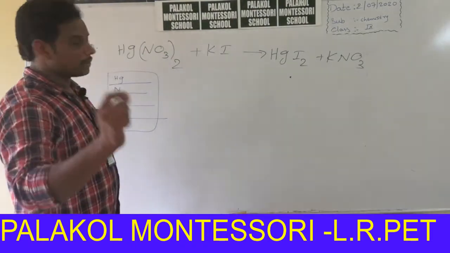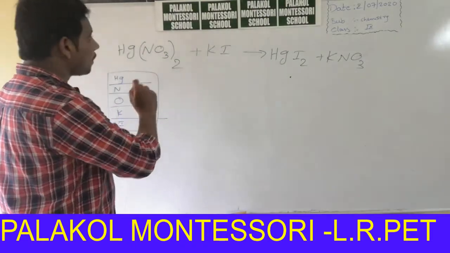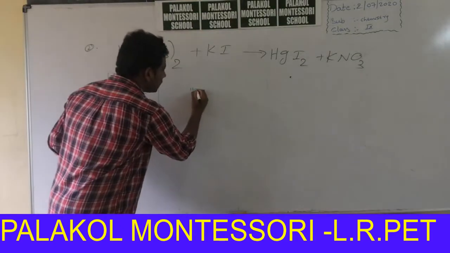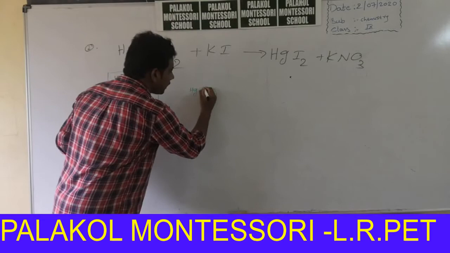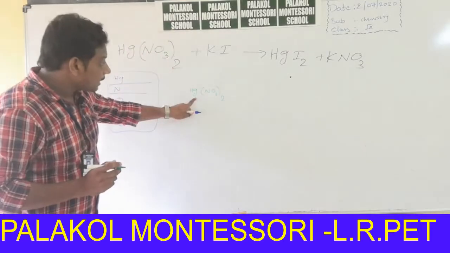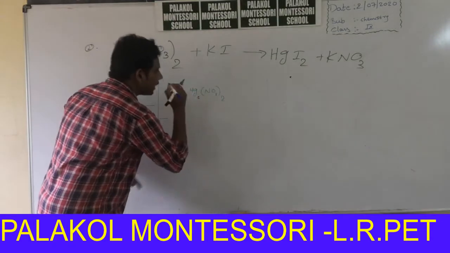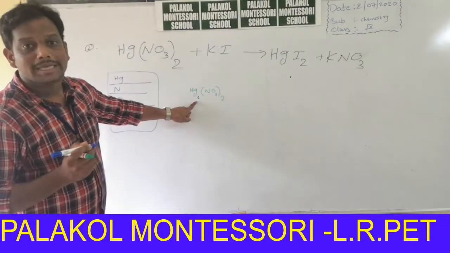Actually, we can test this particular one here. How many number of mercury atoms are there? Listen, in 2HgNO3, Hg is having subscript 1. There is no number means it is having subscript 1. Okay, how many Hg atoms are there?